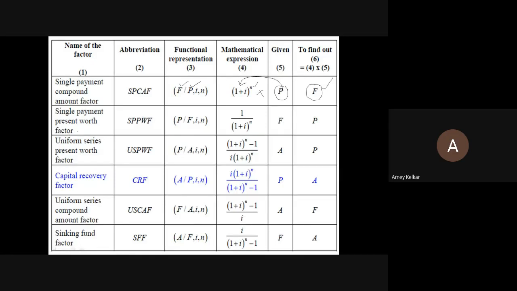So next, when we come to the second row, Vivek, are you there? Vivek? Yes, sir. Please can you go through the second row and tell what we will be finding in this? Yes, sir. The second thing is single payment present worth factor, and the abbreviation for that is SPPWF. Wherein the functional representation is present value by future value with respect to interest and number of years.